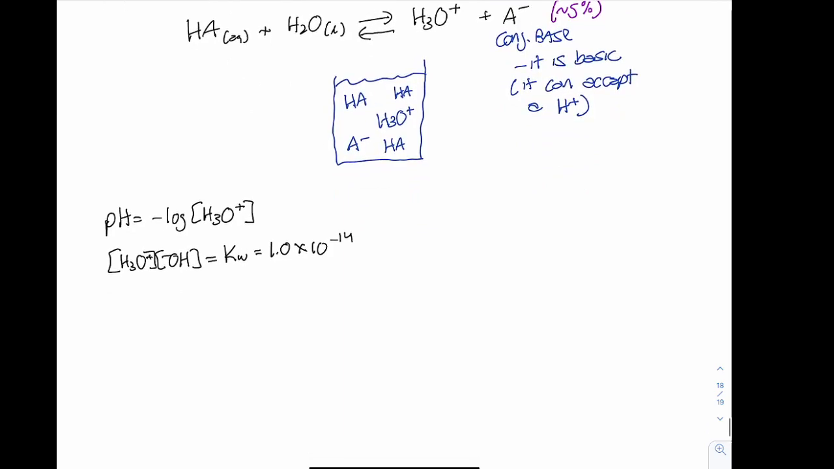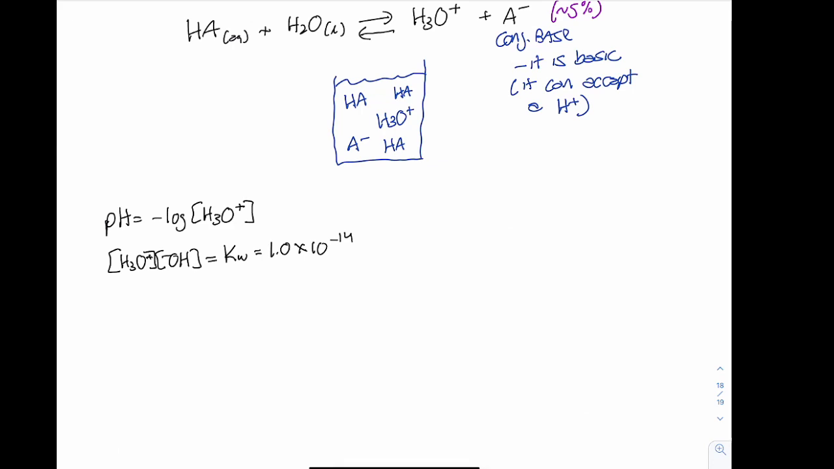We said then whether a solution is acidic, basic, or neutral depends on the relative concentration of those, right? If my hydronium and hydroxide ion concentrations are equal, it's neutral. If I have more hydronium ions than hydroxide ions, it's an acidic solution. And then if I have more hydroxide than hydronium, it's a basic solution. pH then is just another way to express the hydronium ion concentration in solution.